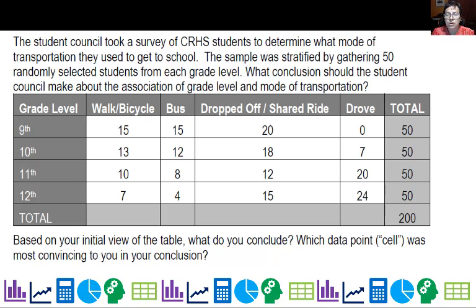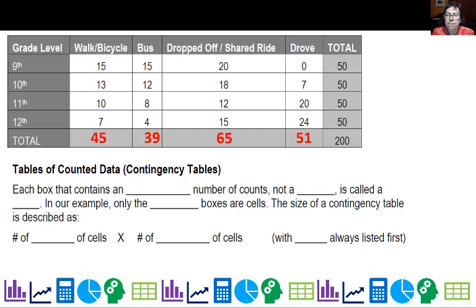So, based on our initial view of the table, what do we conclude? Which data point cell was most convincing to you in your conclusion? First of all, I'm going to count up the number of people that walk or take the bike, then the bus and dropped off, and the ones that drove. If they were the same, then each box that contains an observed count, not a total, is called a cell. So right here, we have a cell right there.